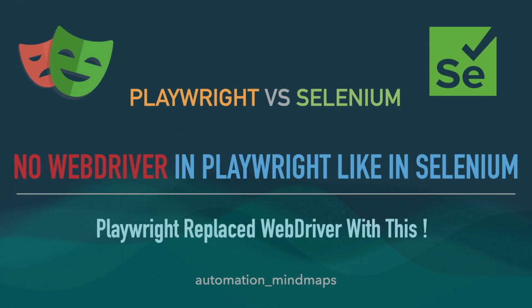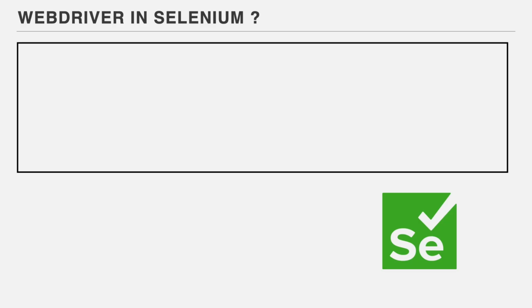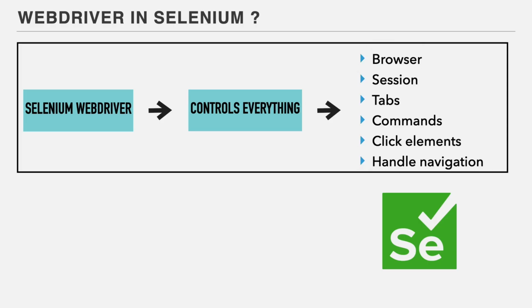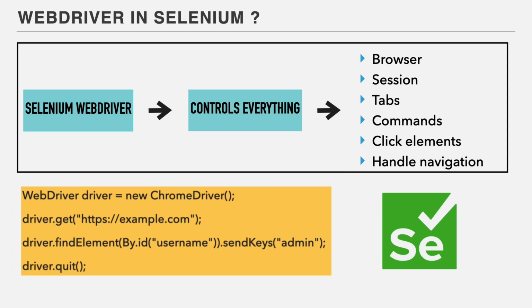So, let's get started. In Selenium, WebDriver controls everything from launching the browser to creating the session, sending commands to the browser, controlling tabs, and handling navigation. So when we write WebDriver driver = new ChromeDriver, we are creating an instance of ChromeDriver to connect to the browser for automation and use that instance to navigate pages, find elements, and interact with the browser. So basically, WebDriver is our connection to the browser. Everything goes through it. Now here is the interesting part.